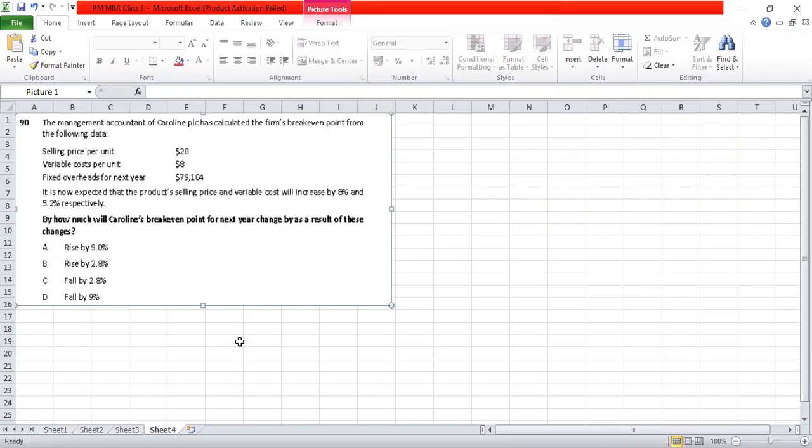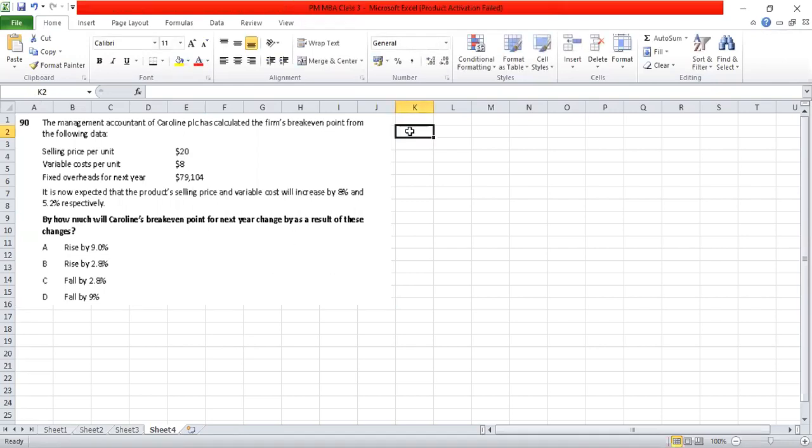So what is the present break-even point? Let's first calculate the present break-even point. After implementing the changes, what is the new break-even point? Then find the difference and convert the difference into percentage. So these are the steps we have to follow. Let's start with the present. At the present, what is the break-even point? You tell me the answer. Just give me the figure.